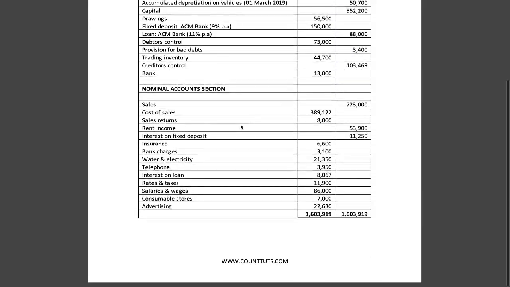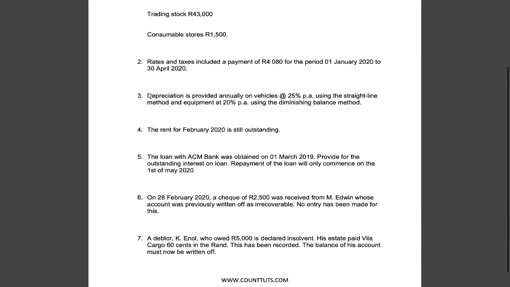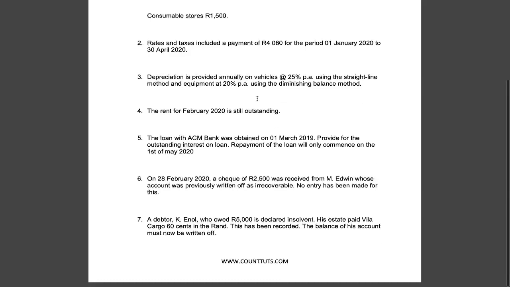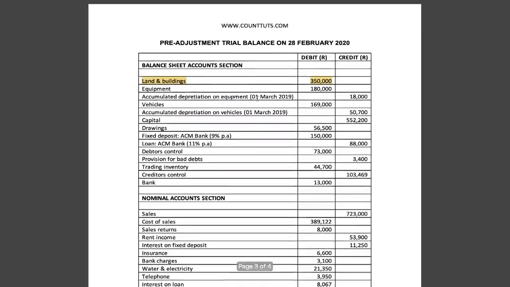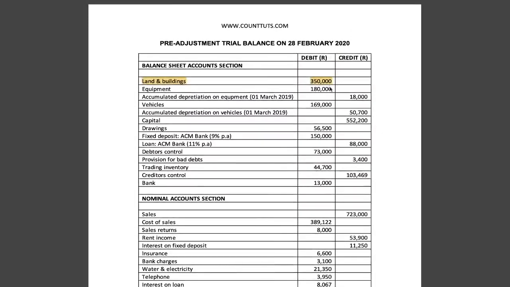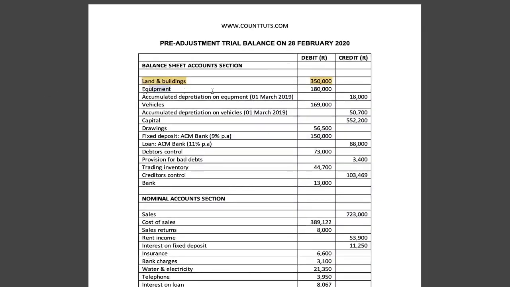Now you also check the additional information. Are we given anything here relating to equipment? Well, the only thing we are given relating to equipment is the depreciation, which we will take into account when we are dealing with the accumulated depreciation on equipment. But other than that, there's nothing on the purchase of equipment, or on the sales of equipment, or any other thing relating to equipment. So I just want to put equipment at 180,000 rand. So I write down equipment, and I put down the 180,000 rand. Okay, then we highlight that we have just done that one.